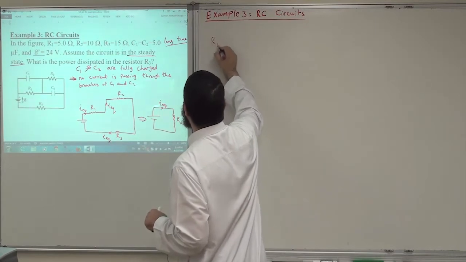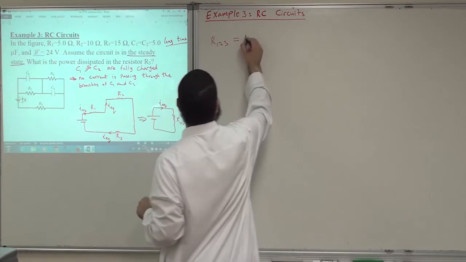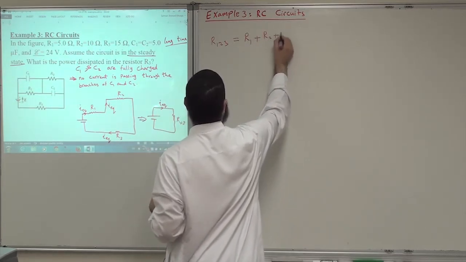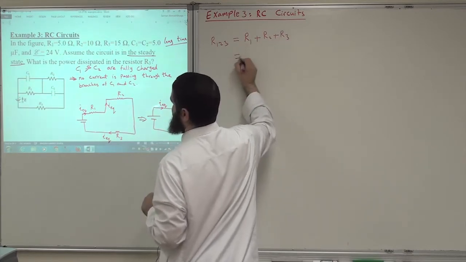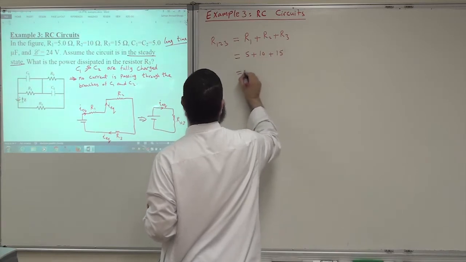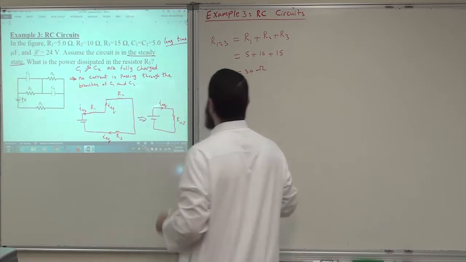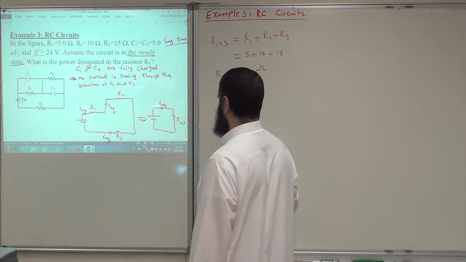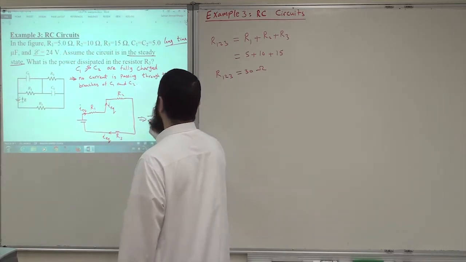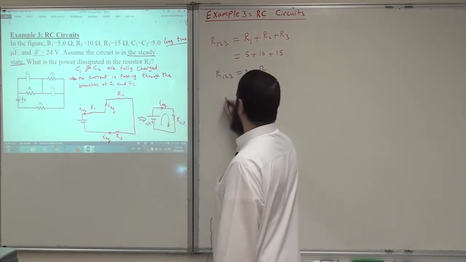So R1, R2, R3 are connected in series, so their equivalent R123 is R1 plus R2 plus R3, which is 5 plus 10 plus 15, which is 30 ohms. This is R123. To find what is I equivalent, we use the loop rule here, with this E, which is 24 volts.